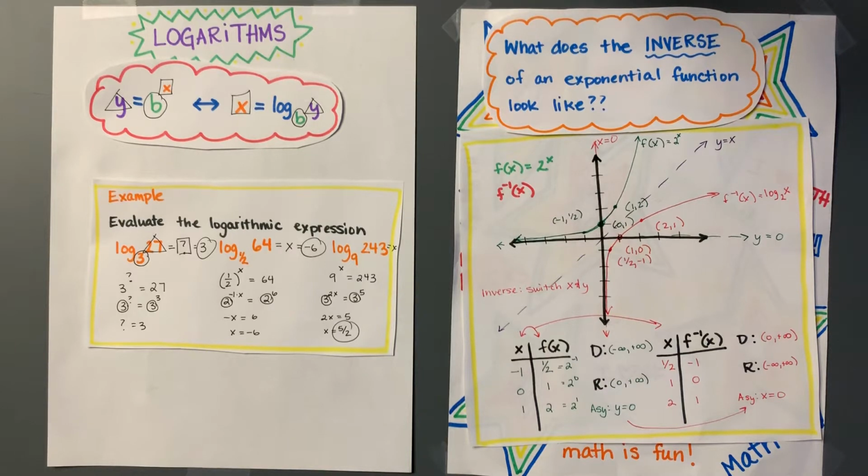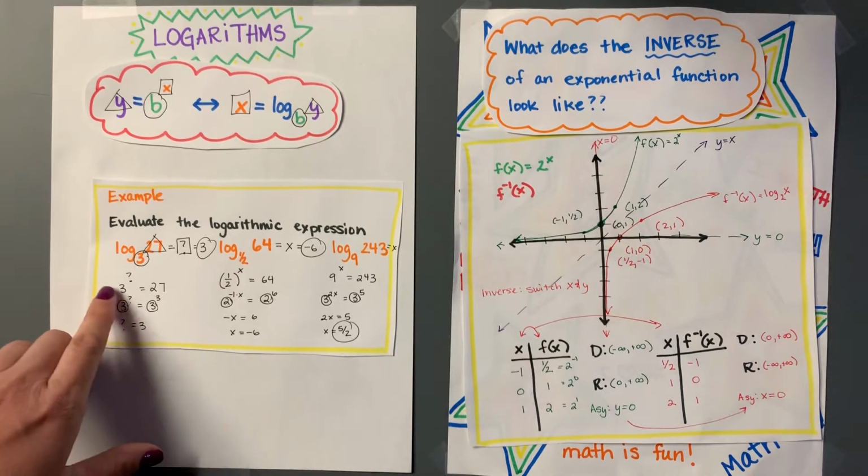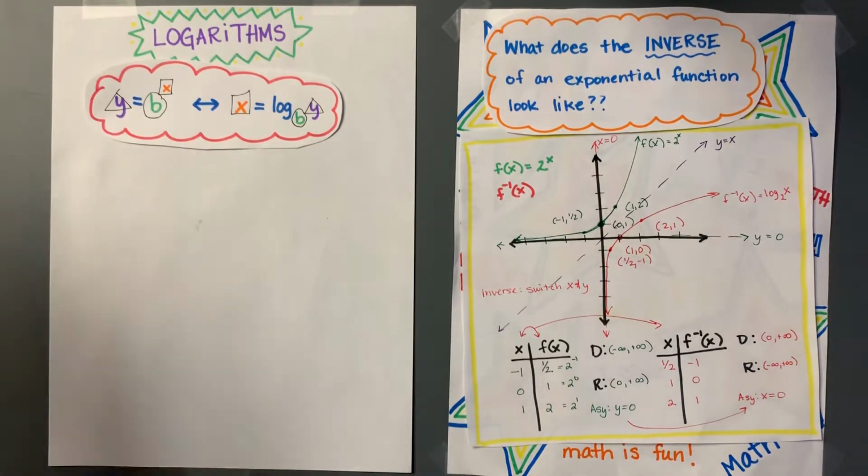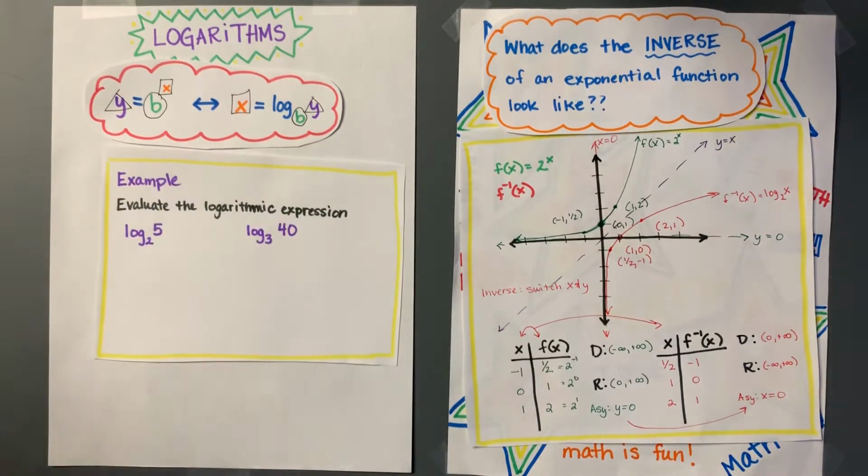Hi, welcome back. We're continuing to talk about logarithms. In the last video, we looked at how to evaluate a logarithmic expression, and this worked out really well when we were able to get the same base. But what happens when we have something kind of ugly, like log base 2 of 5?